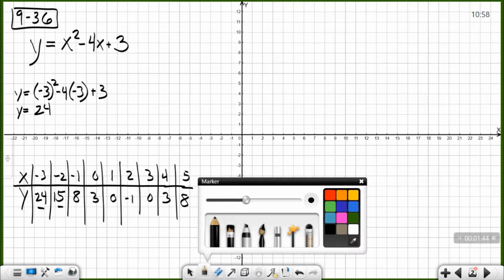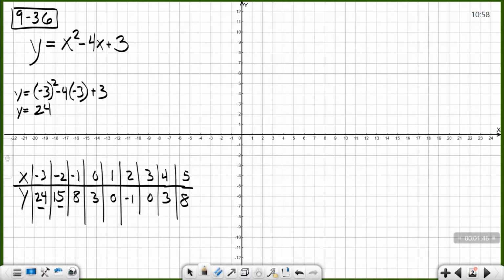And from there, we just go ahead and we plot our points. All right, so I take this here, I plot the ones that fit. I'm not going to do -3 or -2. They're too high. My graph only goes up to 12. So -1, 8, I could plot that point. 0, 3. 1, 0, 2, -1, and then back up again. It's symmetrical, so I'm just going to mirror that.